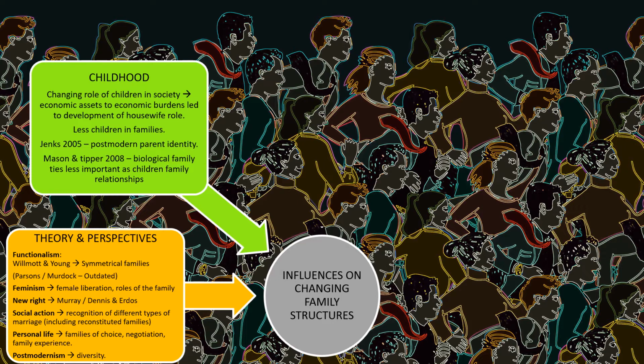So the structure has become smaller. We can talk about Jenks. In postmodern society, parenting and parent identity is really important, particularly due to declining family structures, relationships and other changes. So again, it recognises there's been a change and people turning towards the family or childhood as a source of identity. And lastly, Mason and Tipper, talking about how biological family ties are less important.